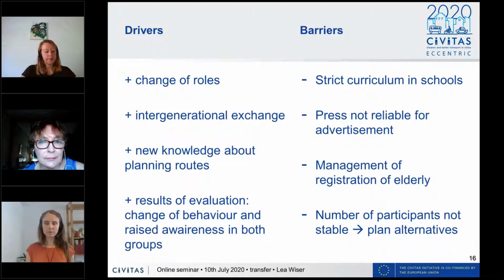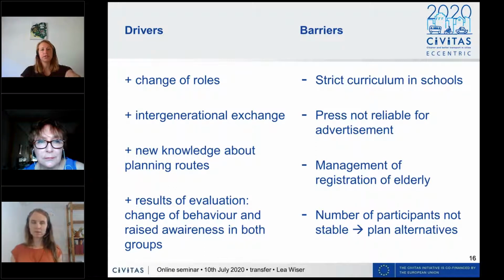And yeah, barriers, as I said before, approaching schools because of the strict curriculum. The press is not always reliable for the advertisement, and the management of the registration is sometimes very time-consuming. And of course, you have to plan with alternatives because elderly people often get ill or they forget that they have a date.